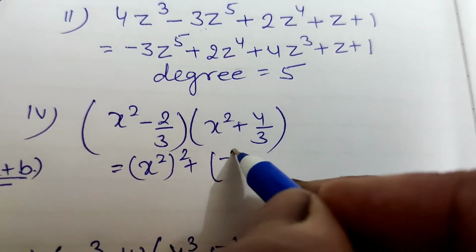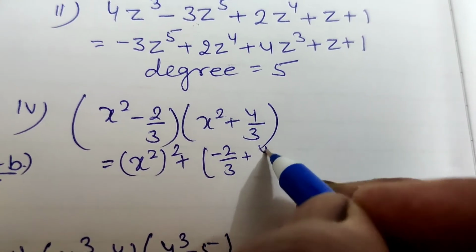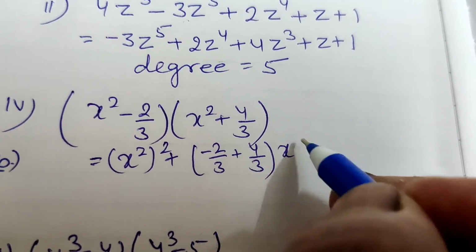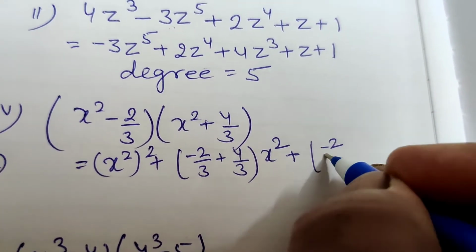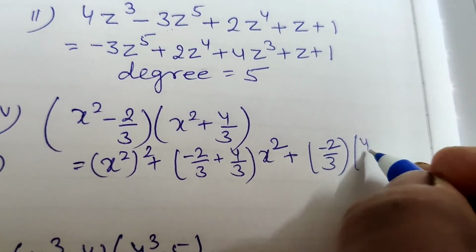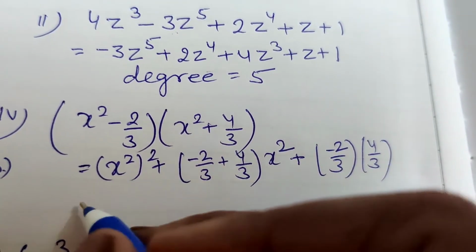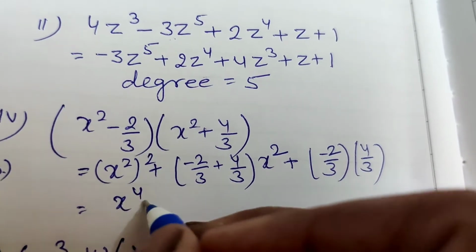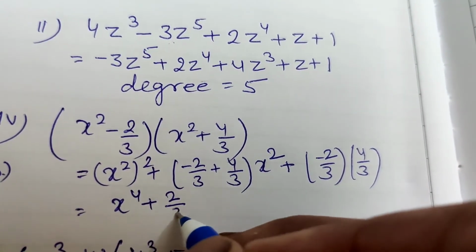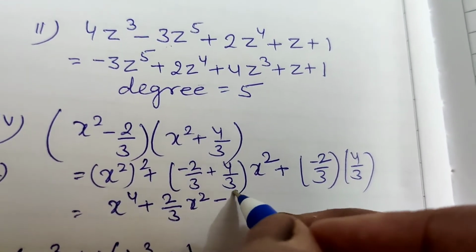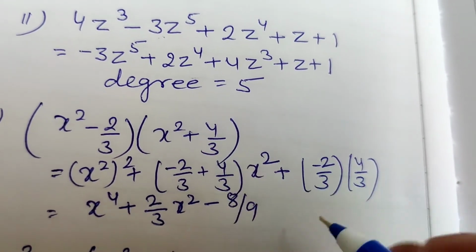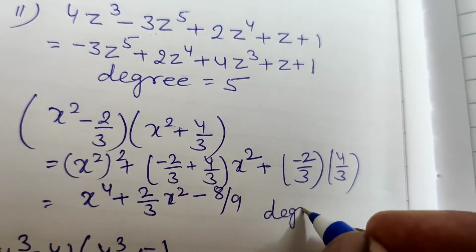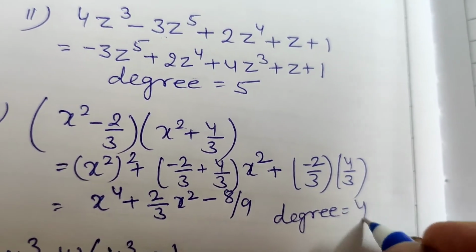And the next one will be solved the same way, using the identity x square plus (a plus b) into x plus ab, meaning multiply these two numbers. So now x raised to power 4 plus 2 by 3 x square minus 8 by 9. This is in the standard form. Now write the degree, which is equal to 4.